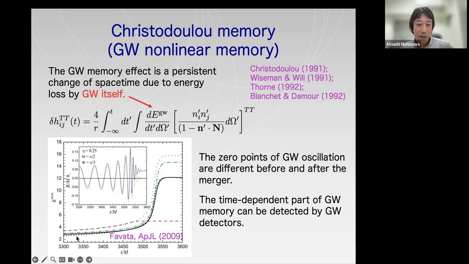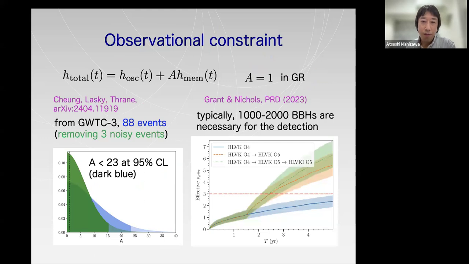This constant gravitational wave amplitude cannot be detected by detectors, but this kind of jump can be detected because it is a time-dependent deformation of space-time. So this effect has been searched for in the observational data.